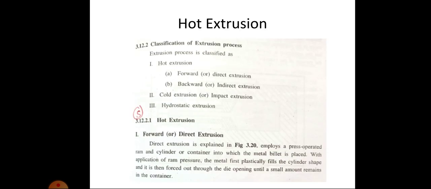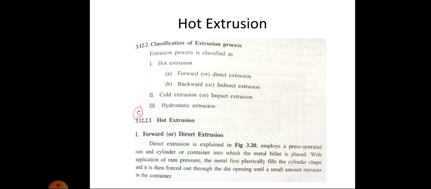Next, hot extrusion. Classification of extrusion process. Extrusion process is classified as hot extrusion, cold extrusion and hydrostatic extrusion. Again, hot extrusion can be classified as forward or direct extrusion, backward or indirect extrusion. Hot extrusion means the extrusion process which is carried out above the recrystallization temperature. Such an extrusion is called hot extrusion.